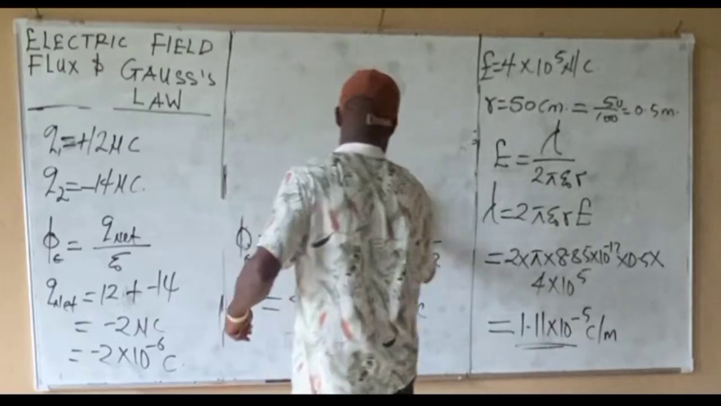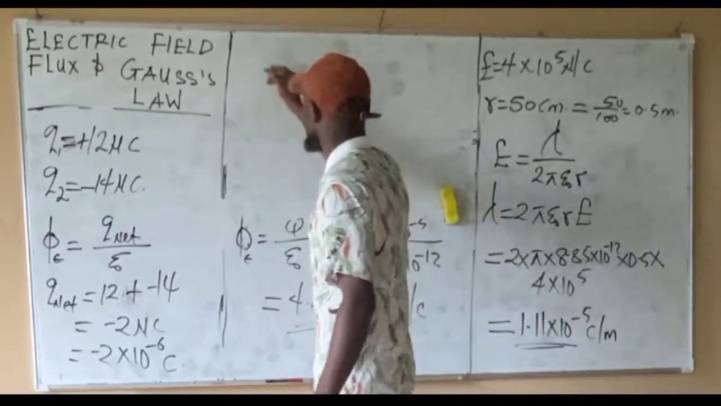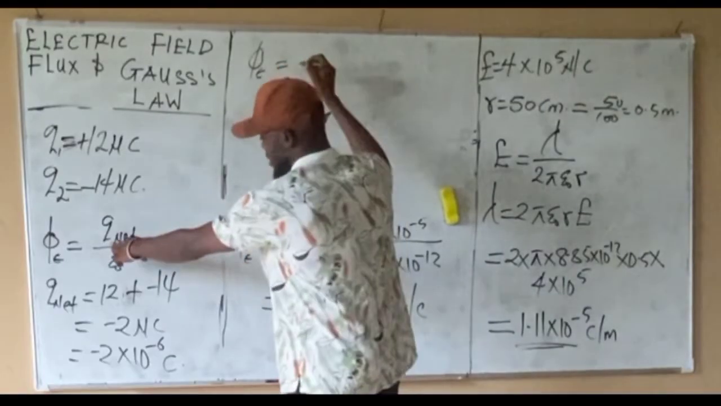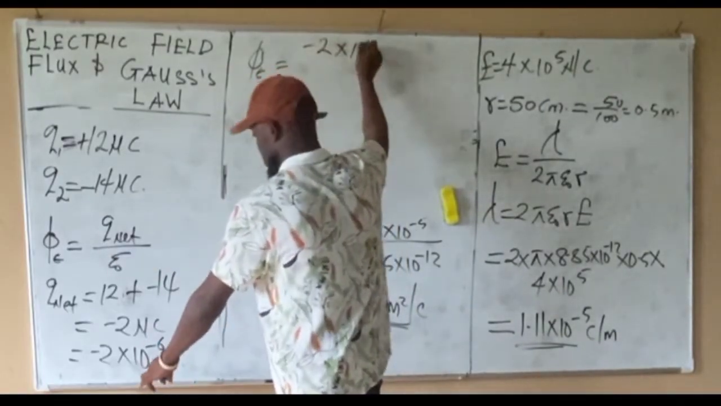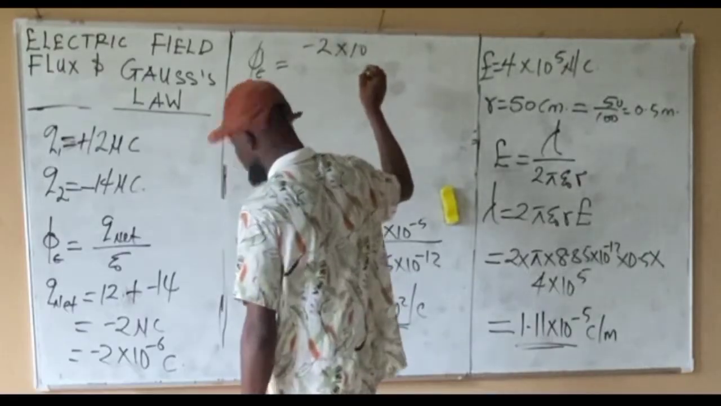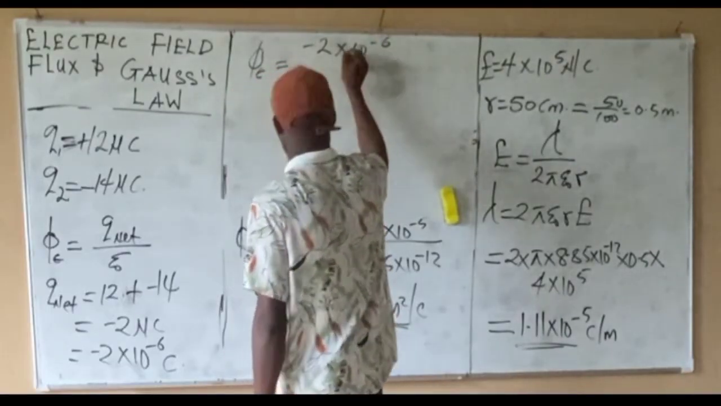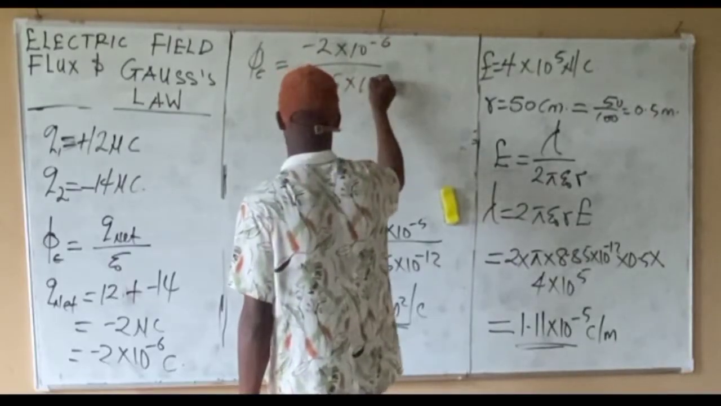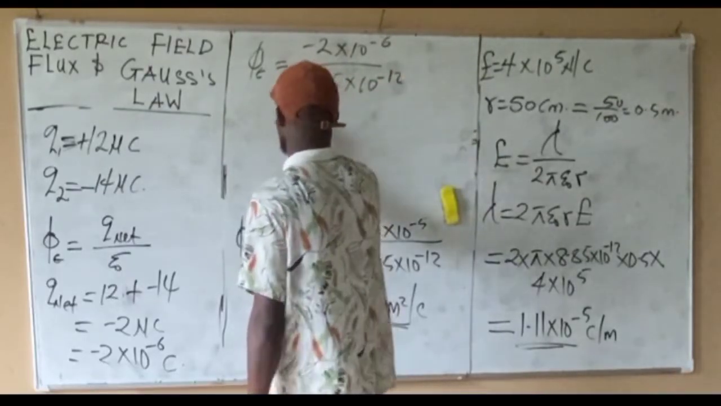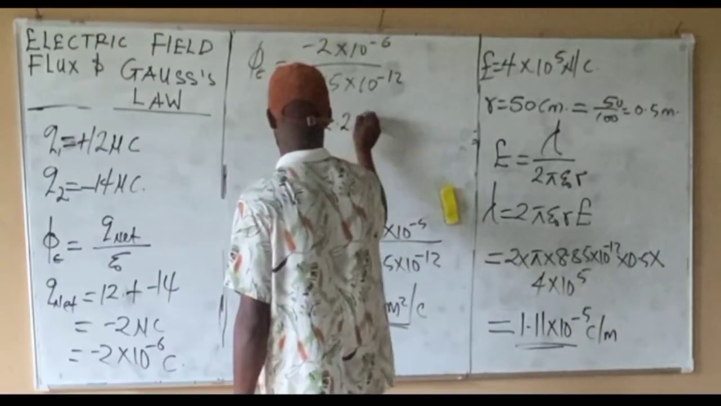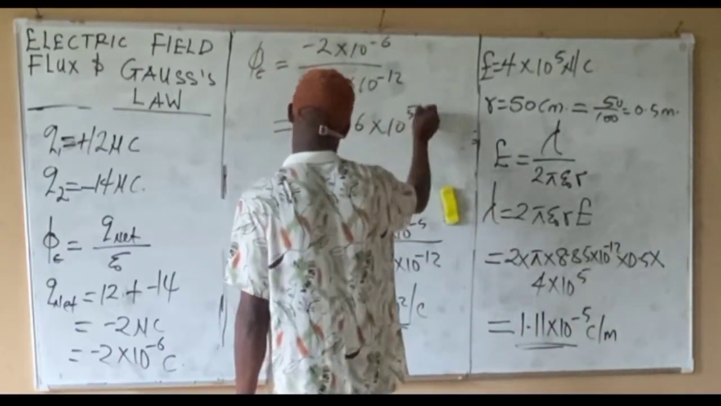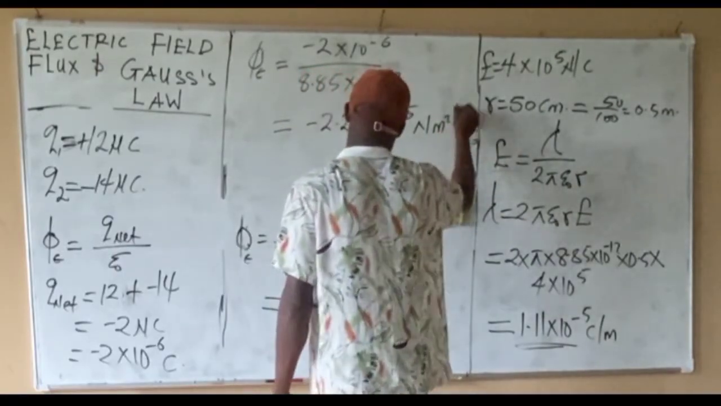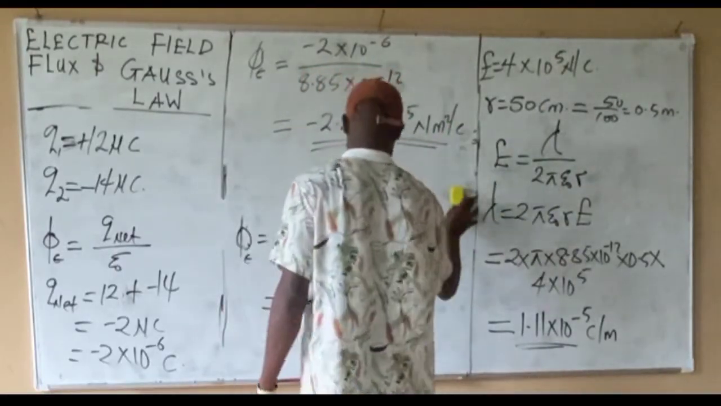Because electric flux is a scalar quantity, the flux will be equal to the net charge, minus 2 times 10 to the power minus 6, over 8.85 times 10 to the power minus 12. This will give us minus 2.26 times 10 to the power 5 Newton meter square per coulomb. This will be the answer.